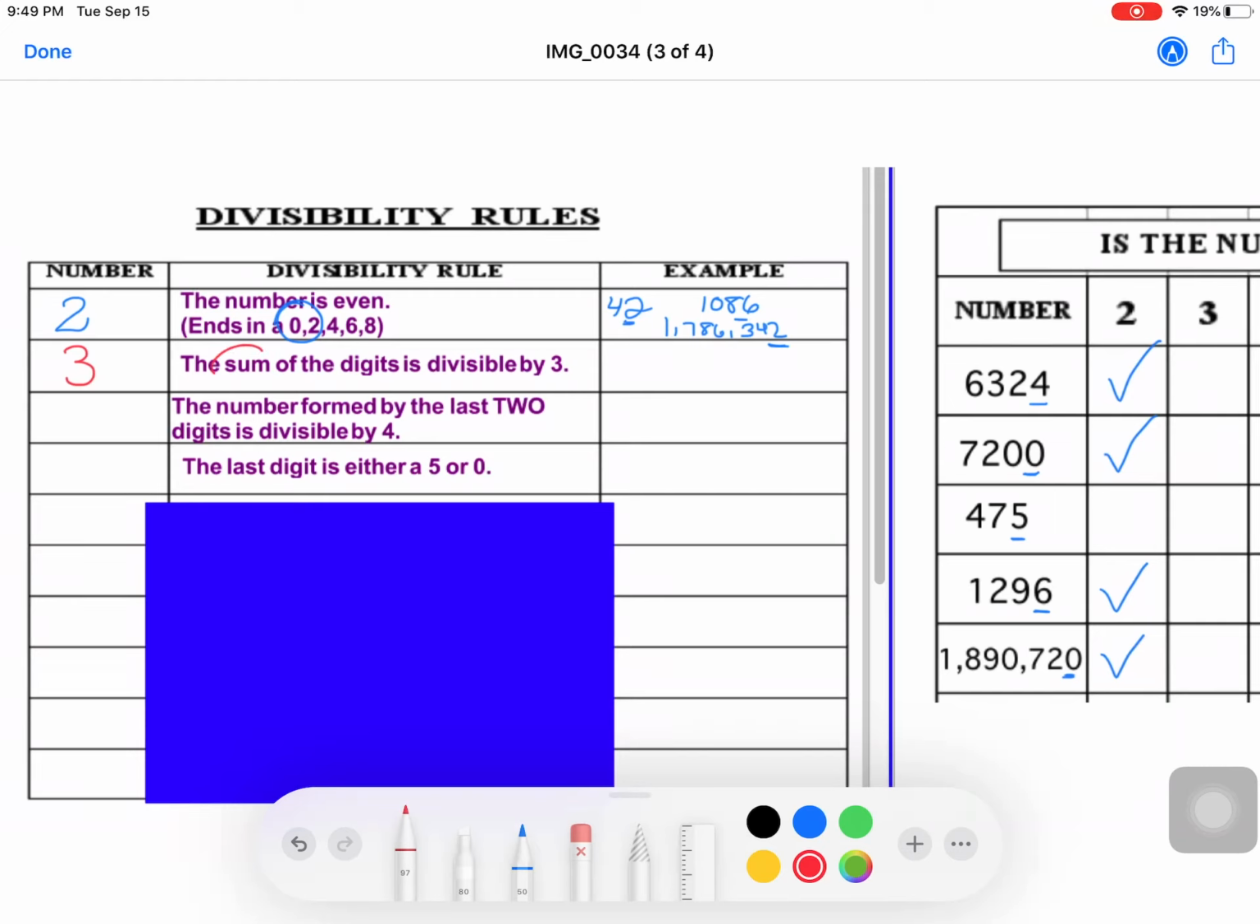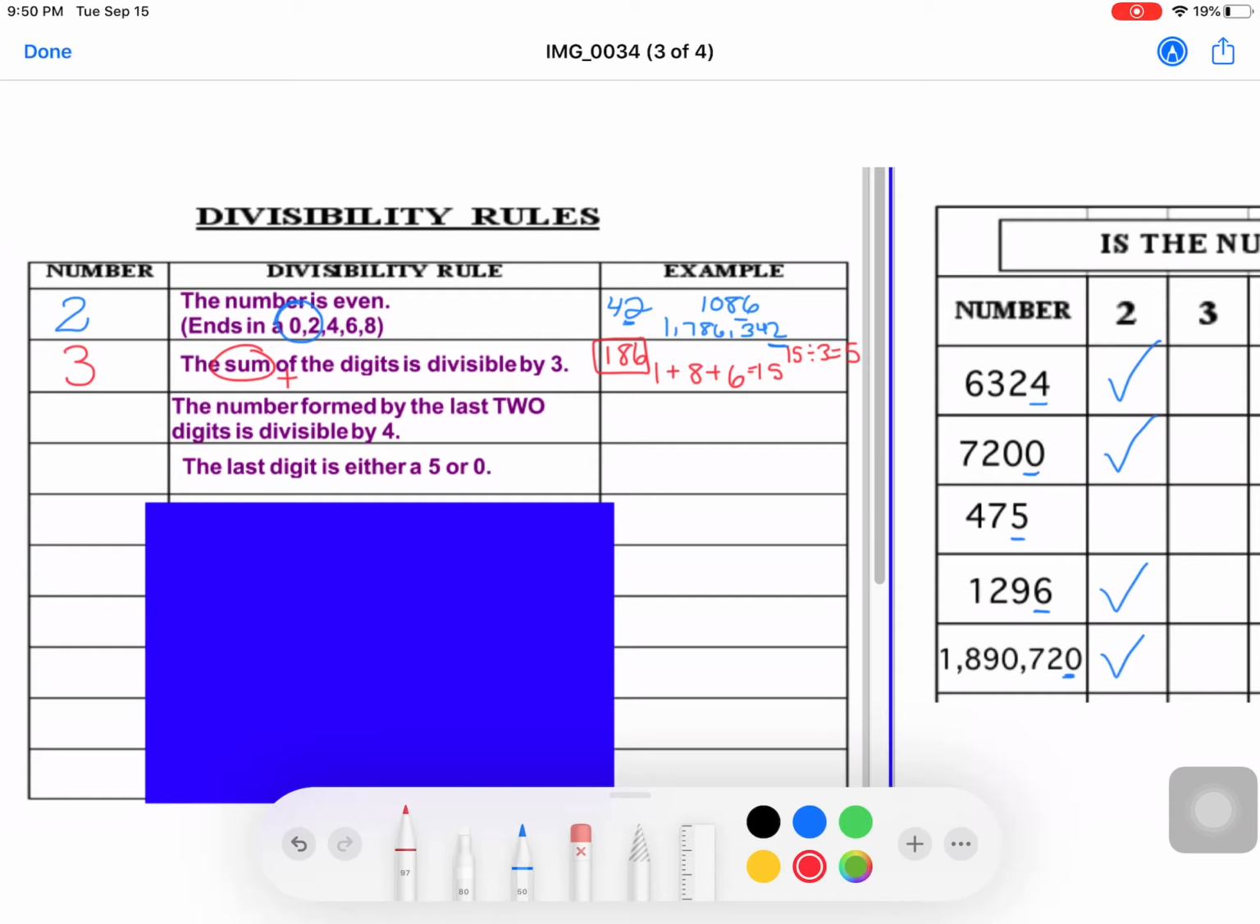3 talks about the sum. Think about, what does it mean to find the sum of a number? The sum of a number means to add up, and this is the sum of the digits is divisible by 3. So for example, if I give you the number 186, the digits are a 1, an 8, and a 6. And if I add all of those together, 1 plus 8 plus 6, I get the number 15. Does 3 go into 15 evenly? If I do 15 divided by 3, do I get a nice number? Yes, I get a nice number of 5. So therefore, I know that 3 also goes into 186.